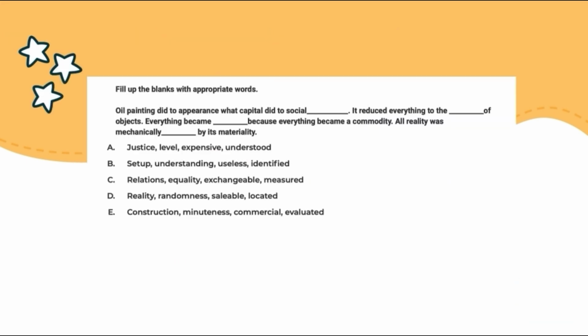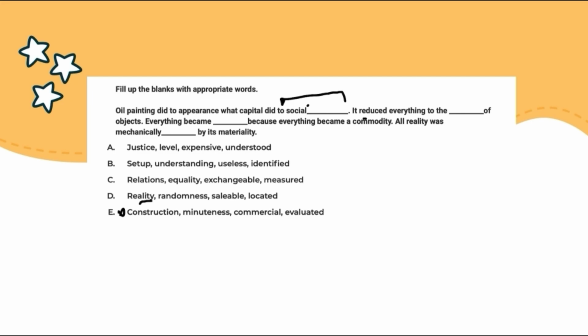This is a question of XAT 2023. Let's try solving this. So in this question, the first one says oil painting did to appearance what capital did to social dash. So we're looking for a word which will complete social further, right? It is very obvious that it is a part of the same word. Like social justice, social setup, social relation, social reality, social construction, right? So social construction makes no sense. Social construct could have been the correct word. So we can eliminate this. Social reality also does not make a lot of sense, but we can still keep it aside.